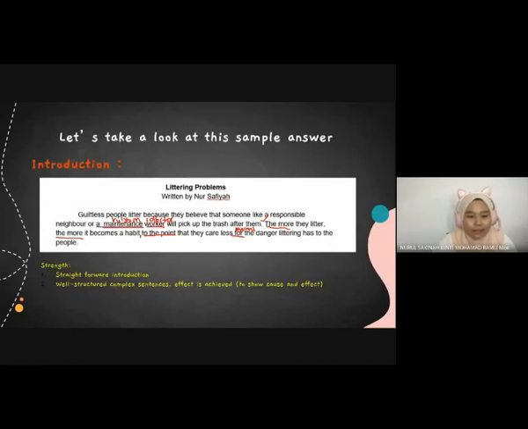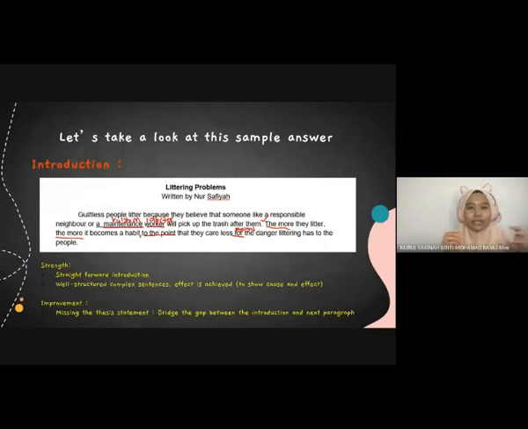Effect is achieved. But there is a small mistake here. What can be done to improve? It is missing a thesis statement. In the introduction, it is very important that you have a thesis statement. A thesis statement is a brief statement of what you are going to talk about in your next three or four paragraphs. What is it going to be about? So you can state, for example, what are the possible effects and solutions that can be taken.